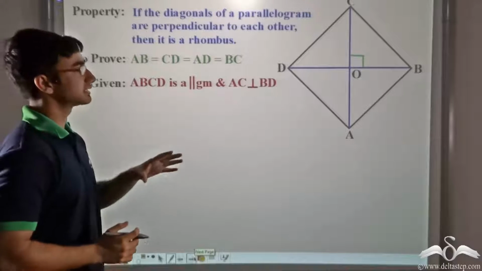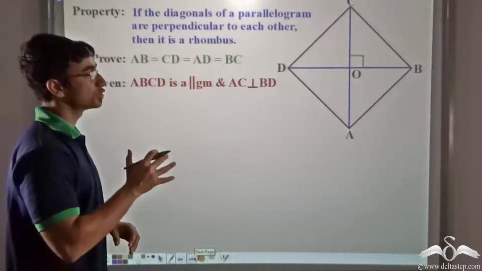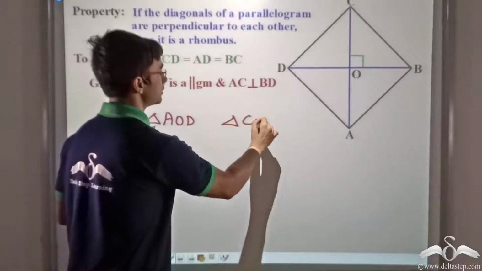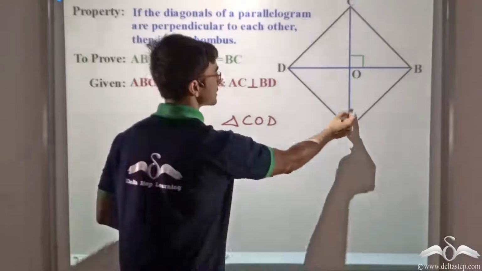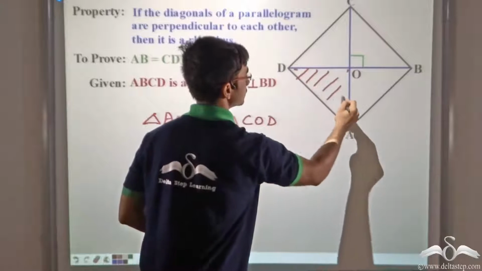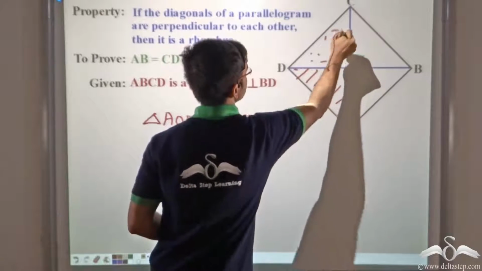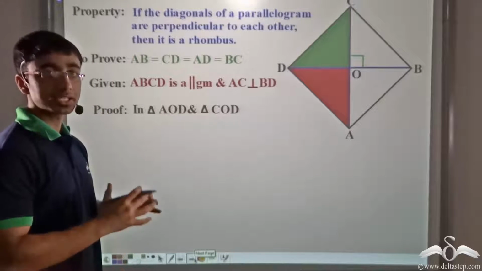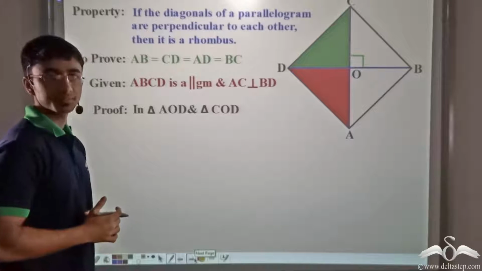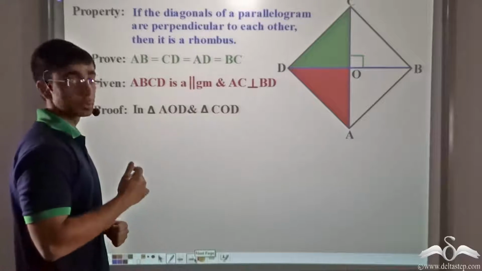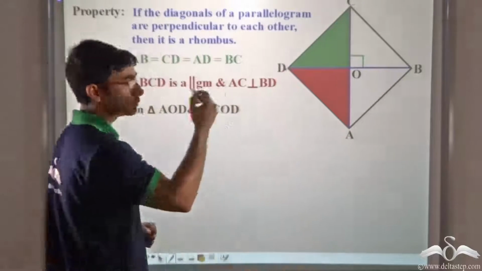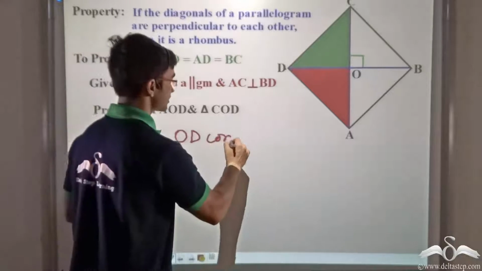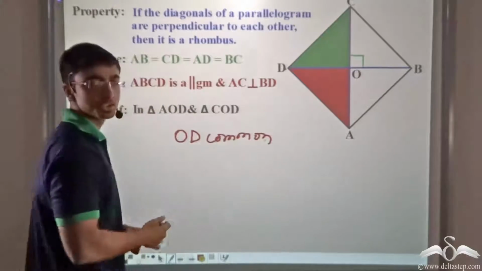In order to prove that this is a rhombus, we first consider two triangles, triangle AOD and triangle COD. That is, this triangle and this triangle. So in these two triangles, what can we say from what has been given to us? As is clearly evident, we can say that OD is a common side in between these two triangles. So I write OD is common for these two triangles.